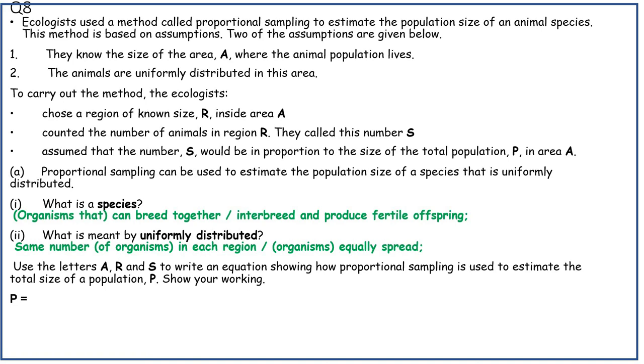Use the letters A, R and S to write an equation showing how proportional sampling is used to estimate the total size of a population P. Show your working.